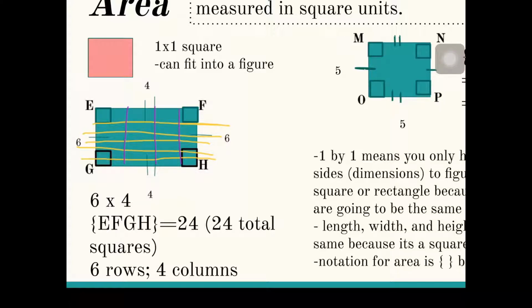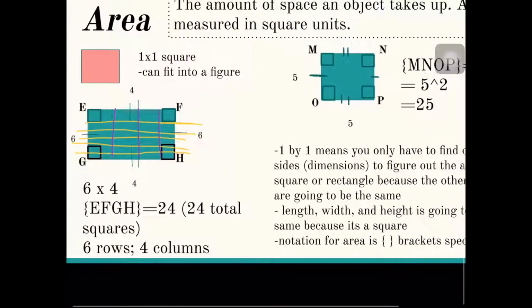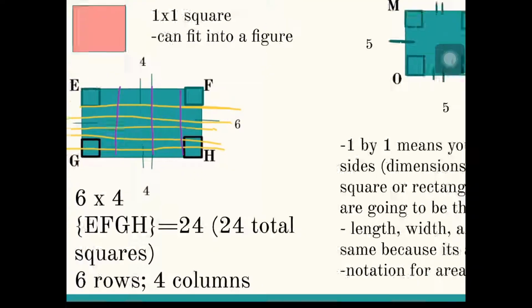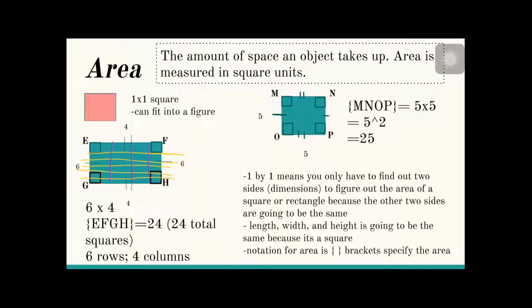We can count up every single square and get the area, but to make it easier on ourselves, we can do 6 times 4, which is length times width. For the notation of area, we use brackets, and then brackets with E, F, G, H equals 24, because 6 times 4 equals 24, and 24 is the total squares.